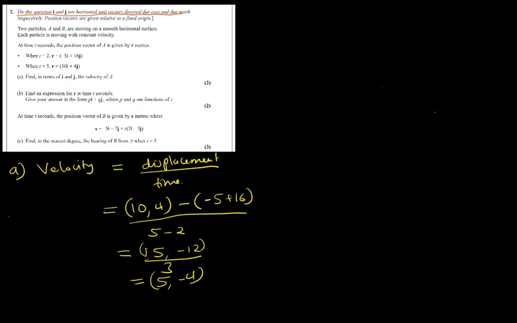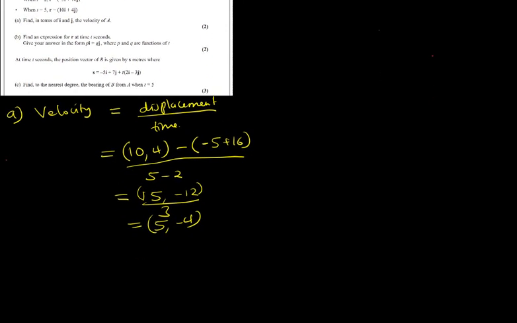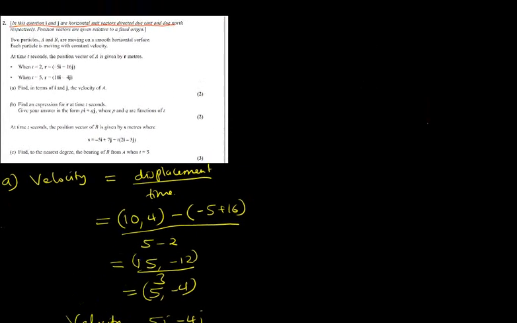So this means that the constant velocity of this body is actually 5i minus 4j. So we are done with that part of the question, and we can go to part B.